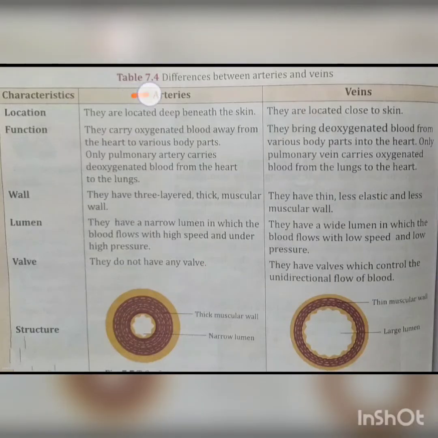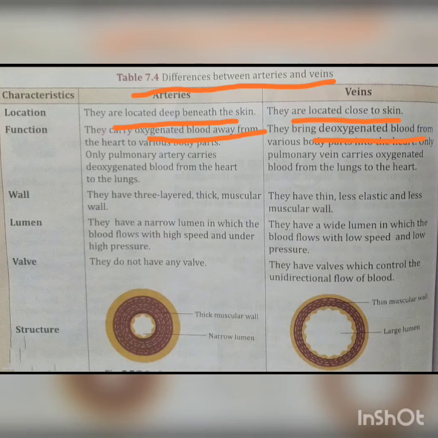The differences between the arteries and veins. Arteries are located deep beneath the skin. Veins are located close to the skin. Arteries carry the oxygenated blood from the heart to various parts of the body except the pulmonary artery. Veins bring the deoxygenated blood from various body parts to the heart except the pulmonary vein.